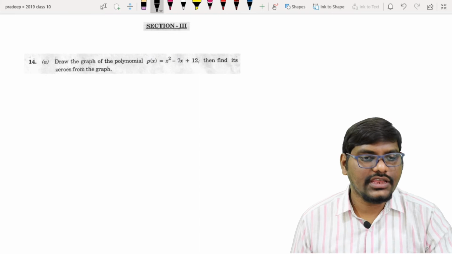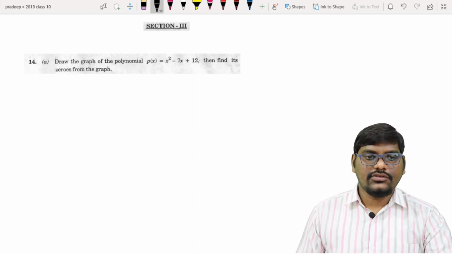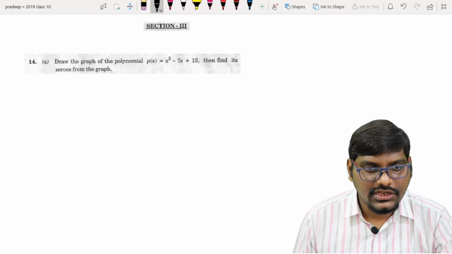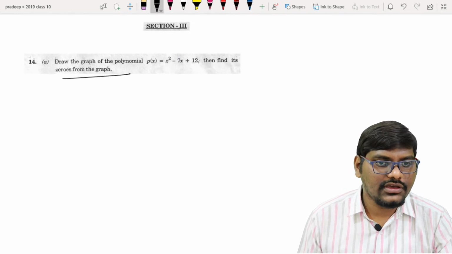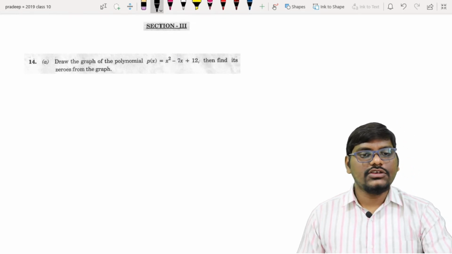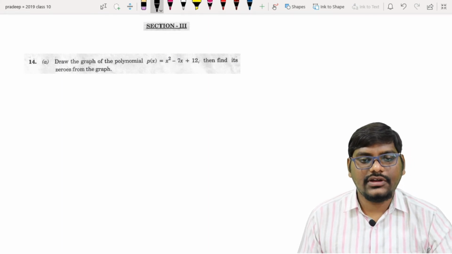So let's see section 3, question number 14. In question number 14, there are two questions, A and B. So we are solving now question A. Draw the graph of the polynomial p of x equal to x square minus 7x plus 12 and find its zeros of the graph. Alright, so now we are trying to find out where the graph will touch.